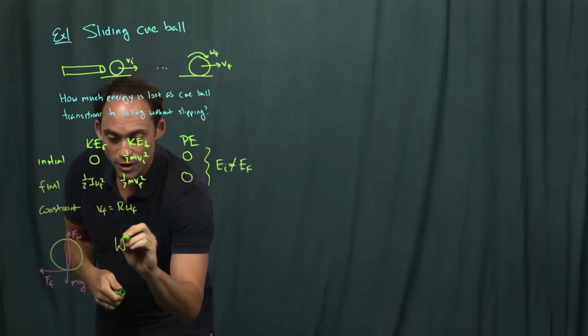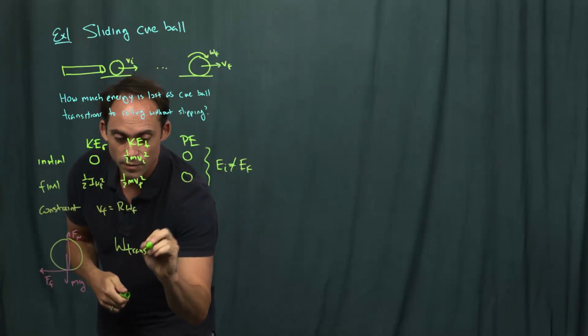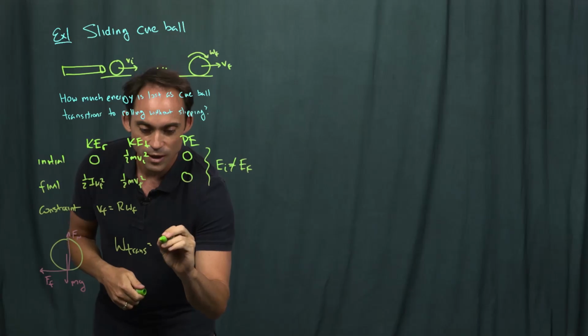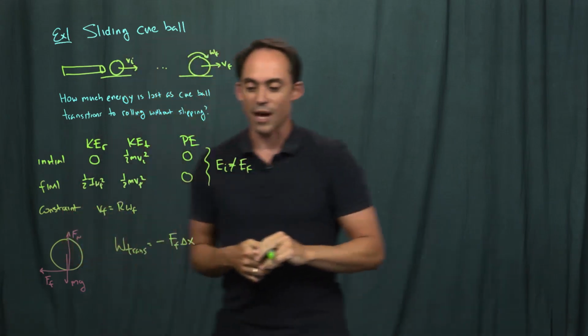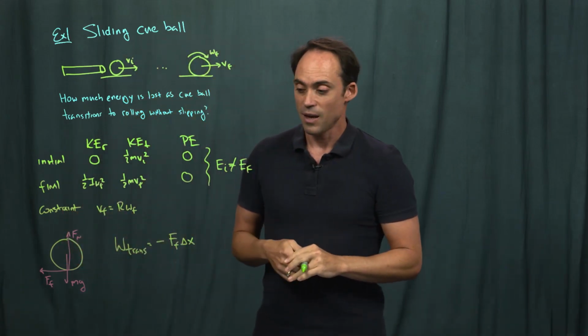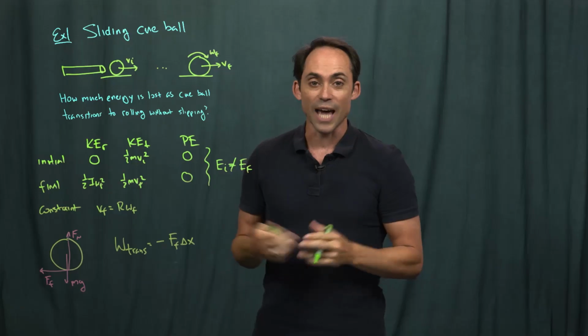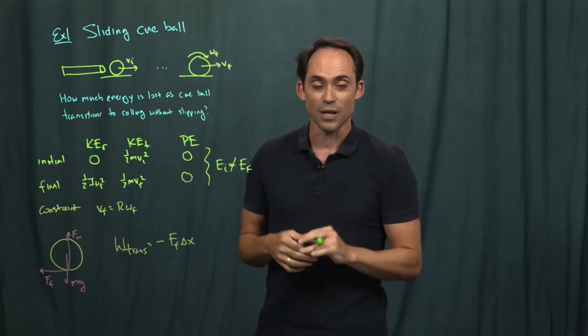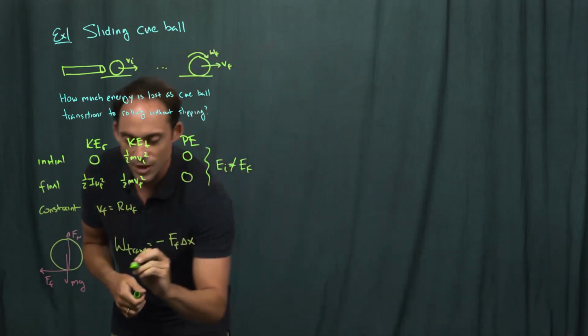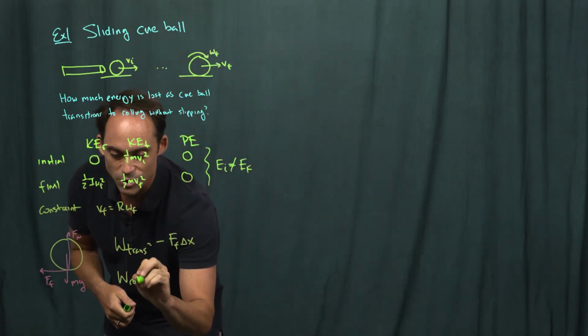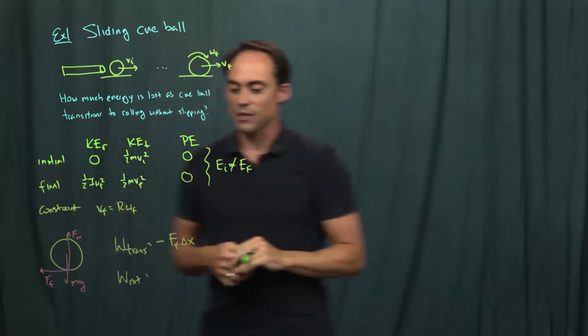So for the translational work, this is just equal to minus the force of friction times the displacement over which that friction force acts. And we could actually explicitly calculate what that friction force is, but we'll see in a moment we don't really need to worry about that too much. We can also then calculate the work due to rotation. And now this takes a little bit of thought.